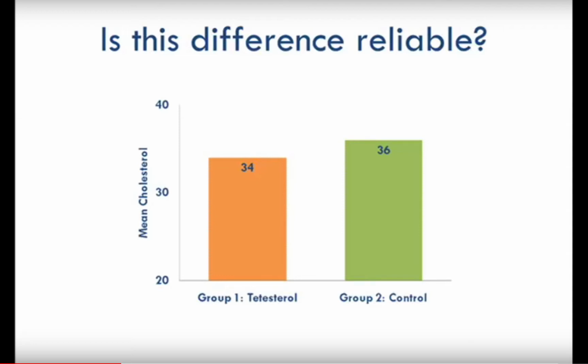Would a similar result happen again with a new sample? That's why we need inferential and not just descriptive stats. The t-test will tell us how likely this difference is to be reliable, or whether it's just due to chance. Well, how does the t-test do this?